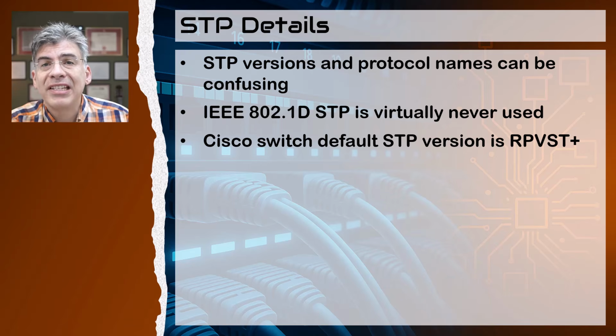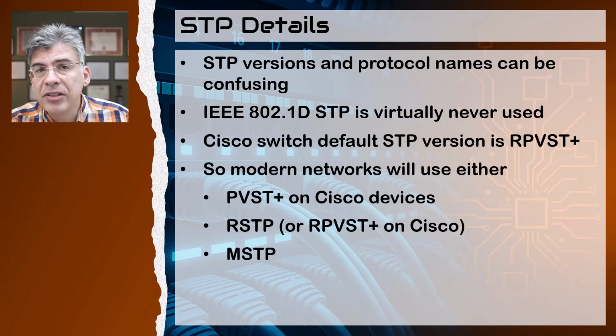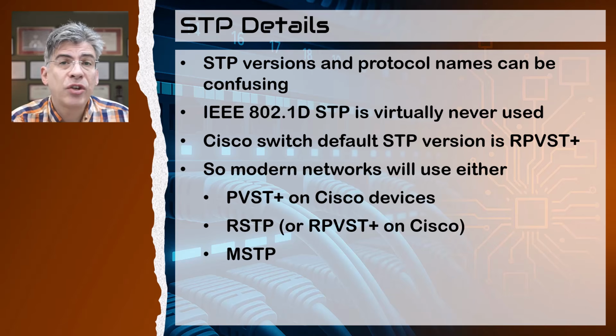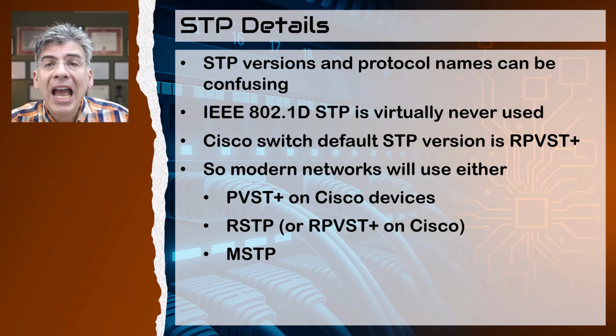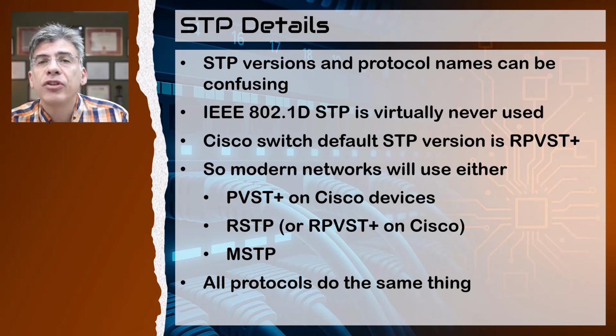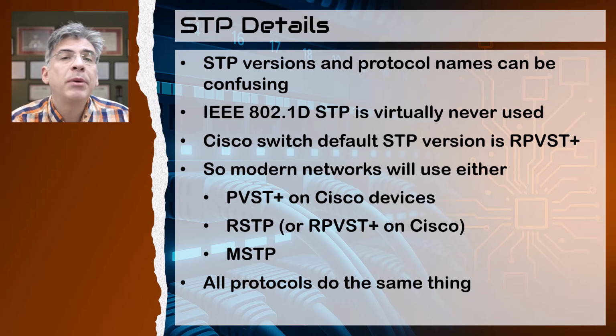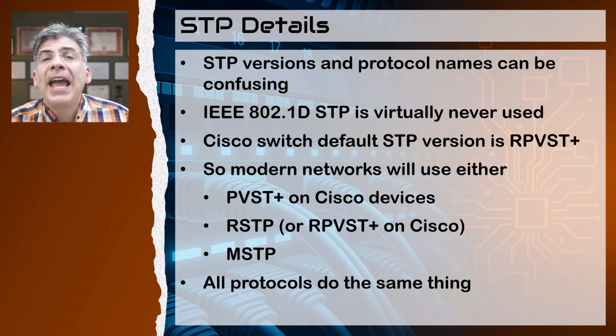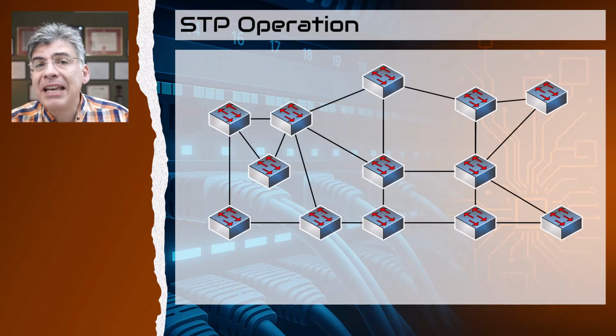essentially the use of RSTP, maintaining a separate spanning tree instance per each VLAN. So on all modern networks, you will use either PVST Plus on Cisco devices, RSTP, which on Cisco devices is RPVST Plus, or MSTP. But remember, all of these protocols do exactly the same thing. They create a spanning tree on a VLAN by blocking certain ports, resulting in a loop-free topology. It's just that they perform the function in different ways so that it'll be performed faster, more efficiently, and in a more scalable manner.